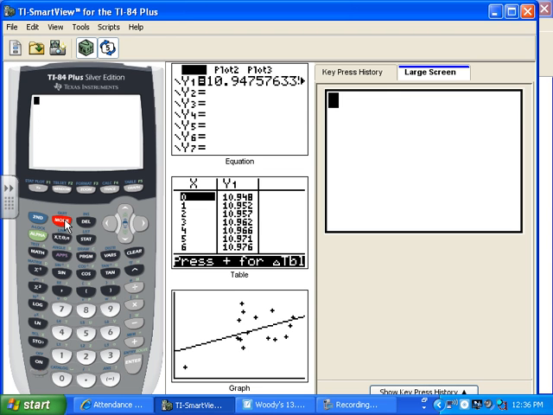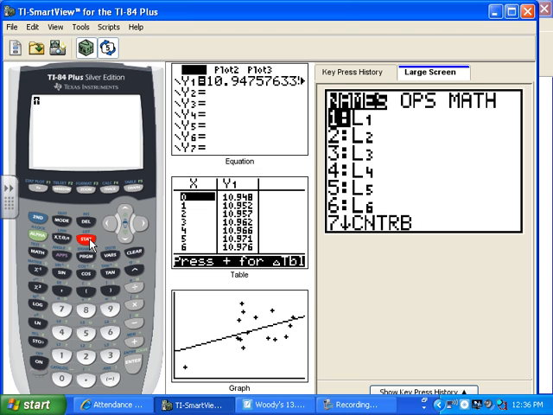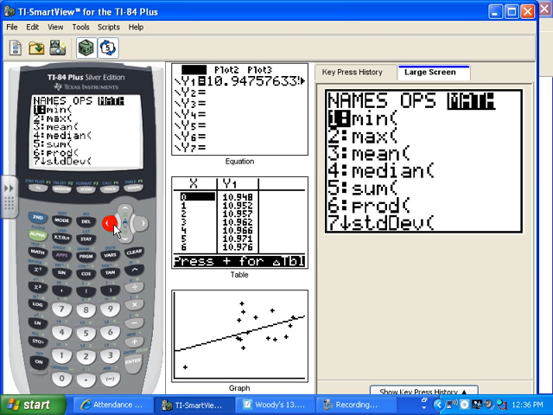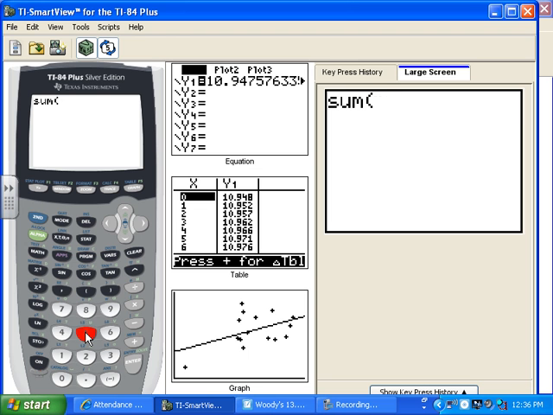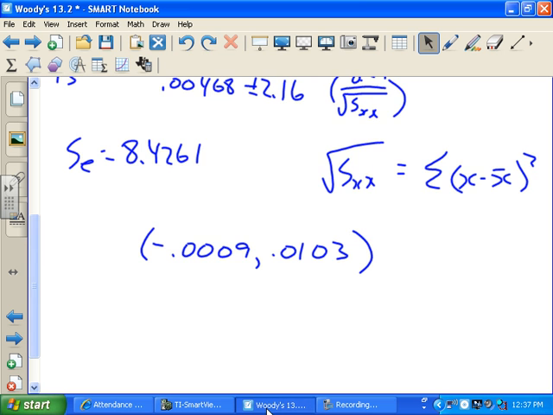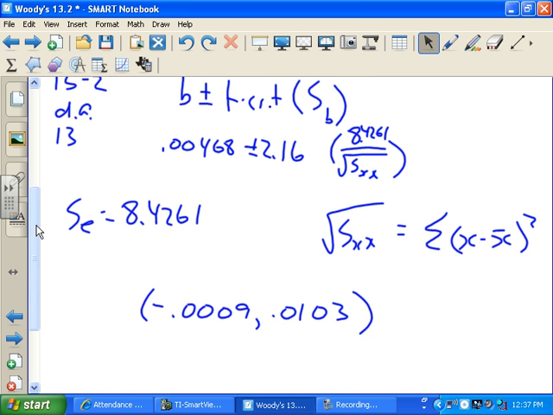So we need to sum list 3. It's a big number. Okay, that's the number. And then you need to square root it. Your formula is the standard error divided by that thing we just did in our calculator, which is the square root of the sum of X minus X bar squared. So I'm going to just do that in one step right now in my calc.